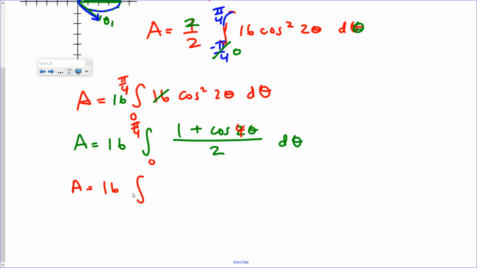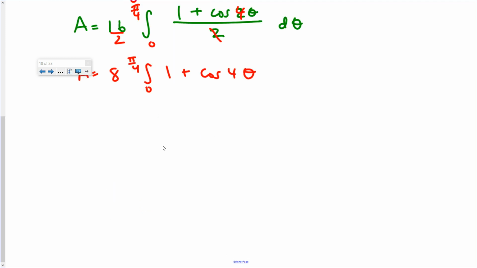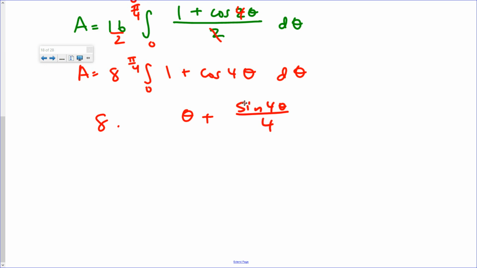All right, what would you do next? Yeah, I would pull out the 2 just so the integration is a little bit easier. So this is going to be 8 times the integral from 0 to pi over 4 of 1 plus cosine 4 theta. I'm going to pull it down a little bit more for you, then I'm going to let you guys go. This is going to be 8 times, what's the integral of 1 theta? What's the integral of cosine 4 theta? Sine 4 theta divided by 4, and we'll take this from 0 to pi over 4.